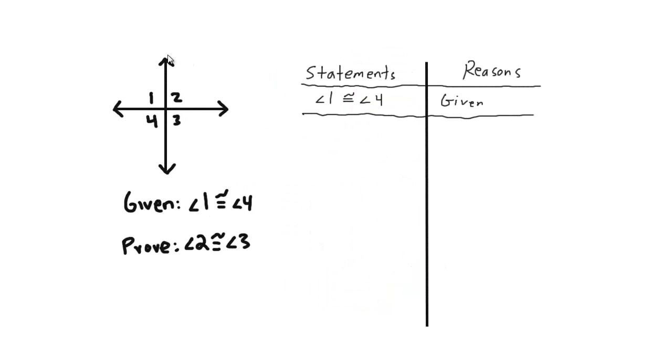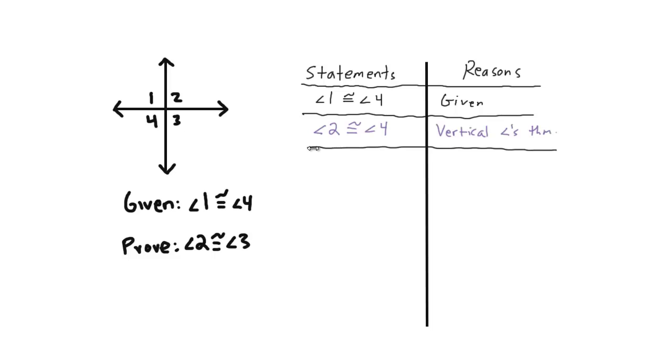Alright, let's use the vertical angles theorem to do a proof. Let's say we have this diagram, and it's given that angle 1 is congruent to angle 4, and we want to prove that angle 2 is congruent to angle 3. So here's my two-column proof. The statements are on the left, the reasons are on the right, and we always start off with the given. So angle 1 is congruent to angle 4, and that's given.